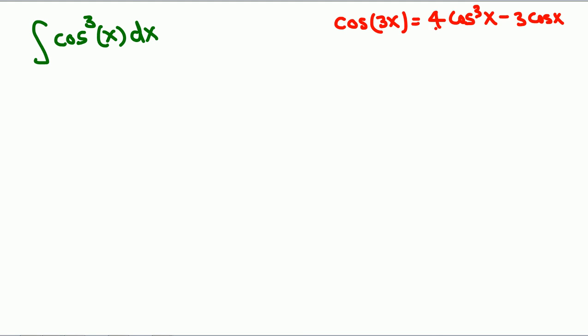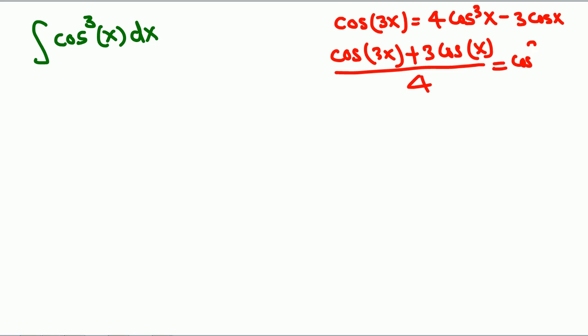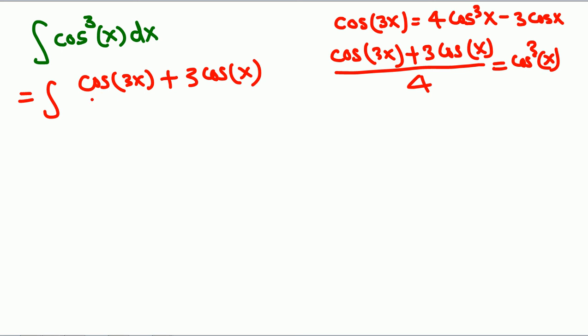Now from this identity we can isolate cosine cube. Move 3 cosine x to the left, so cosine 3x plus 3 cosine x, and divide by 4, we get cosine cube. This way we can get rid of this third power, writing a fraction, cosine 3x plus 3 cosine x over 4 dx, and we can get the answer in the next line, 1 over 4. So we can pull it all the way outside.